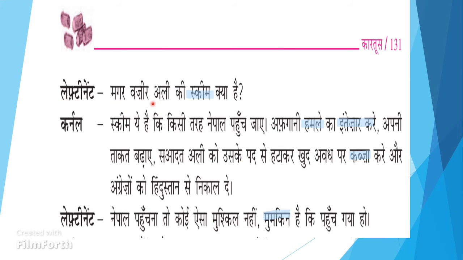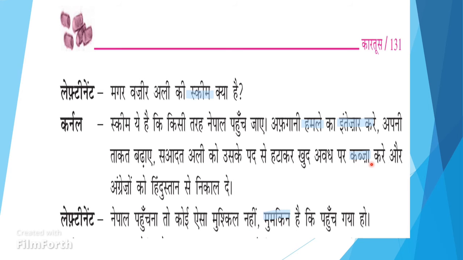Lieutenant, मगर वजीर अली की scheme क्या है? But what is his plan? The lieutenant asked the colonel. Colonel, scheme ये है कि किसी तरह नेपाल पहुंच जाए. He is planning to somehow reach Nepal, अफगानी हमले का इंतजार करे. He would wait for the Afghanis to attack. हमला means attack, इंतजार करे means wait. अपनी ताकत बढ़ाए, to increase his strength. सआदत अली को उसके पद से हटाकर खुद अवध पर कब्जा करे.